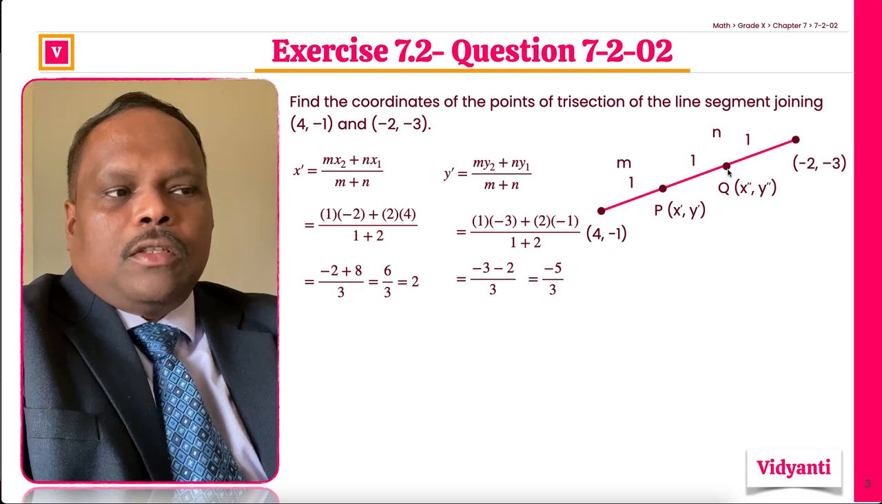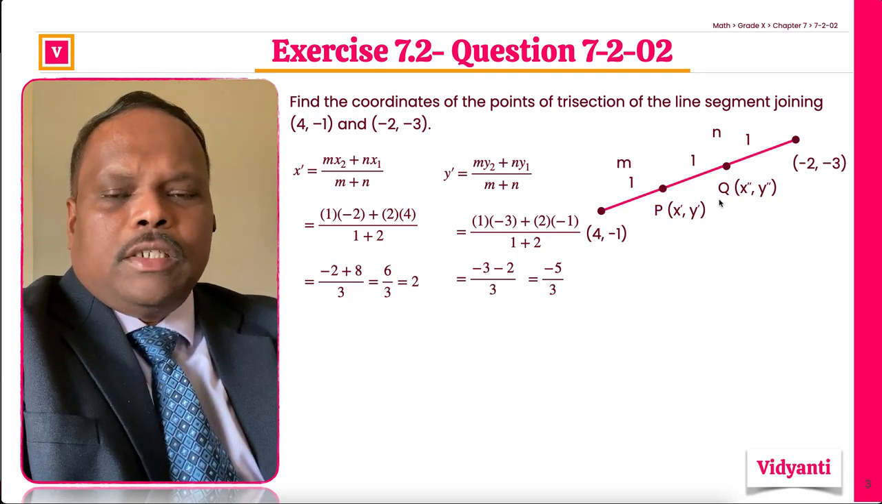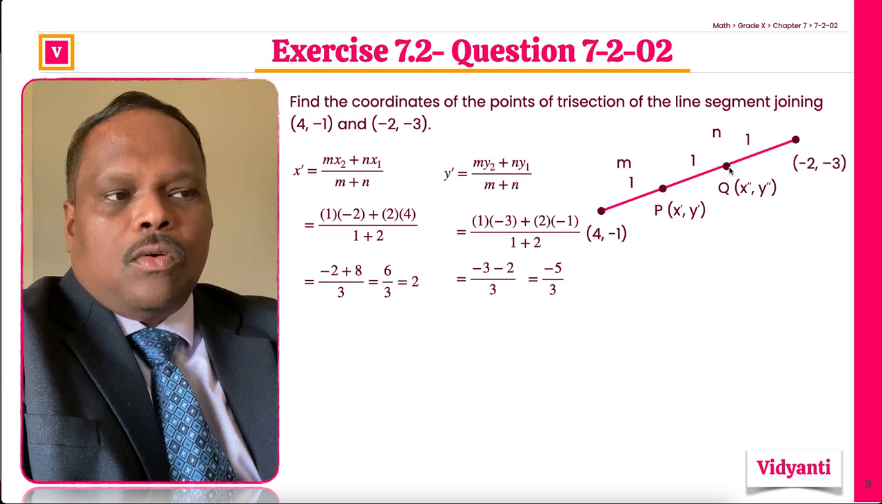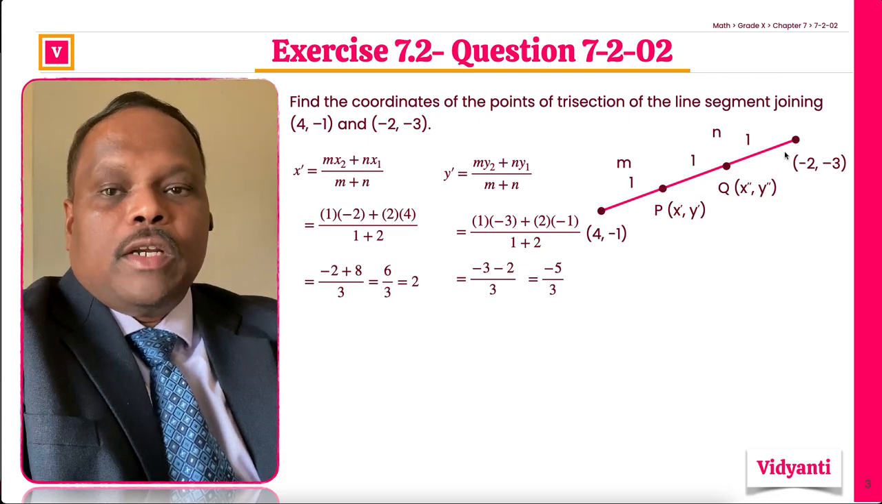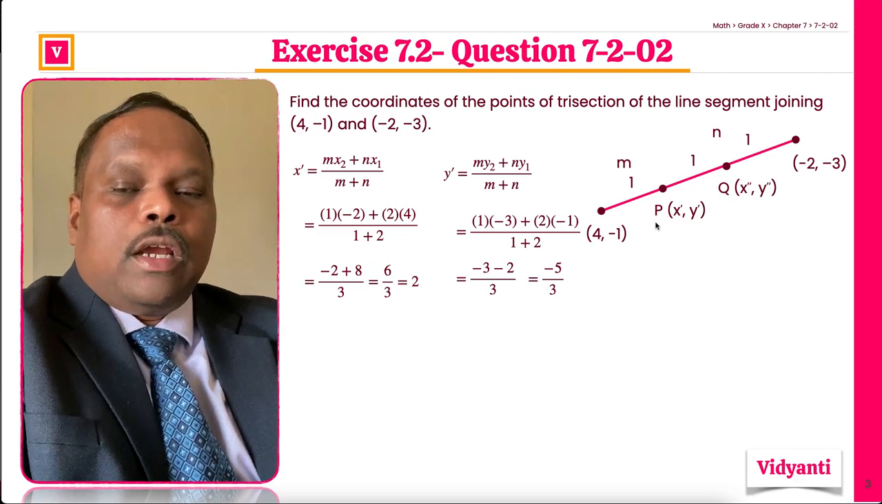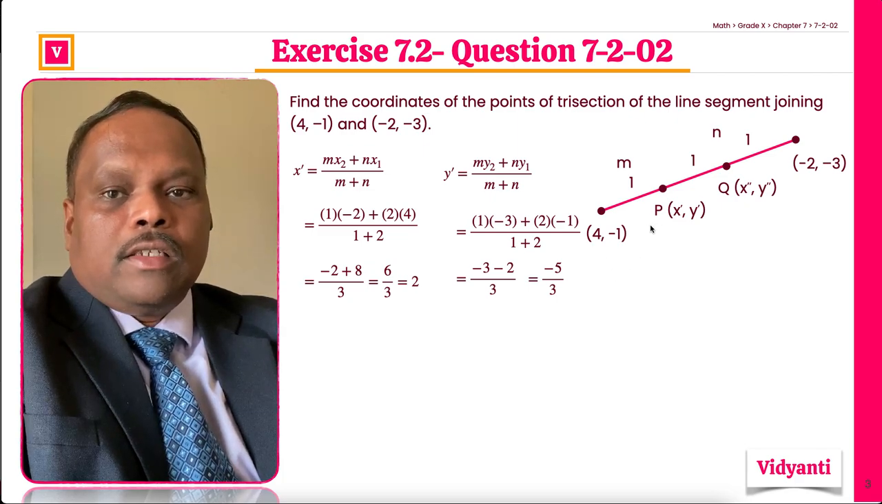Now let us concentrate on the second point. The procedure is the same, except now for point Q, m is this entire distance, which is 2, and n is this shorter distance, which is just 1. So now instead of m as 1 and n as 2, we are going to use m as 2 and n as 1. Everything else is the same. And instead of x', y', you will get x'', y''.